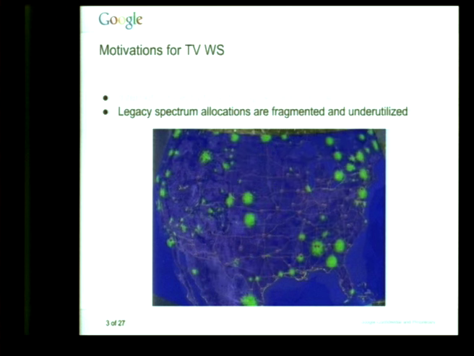So one thing you'll notice is that there is a lot of empty space in between transmitters. This gives you a visual feel for what are the areas where there might actually be room to share. So these are not fully occupied, they're not densely populated.